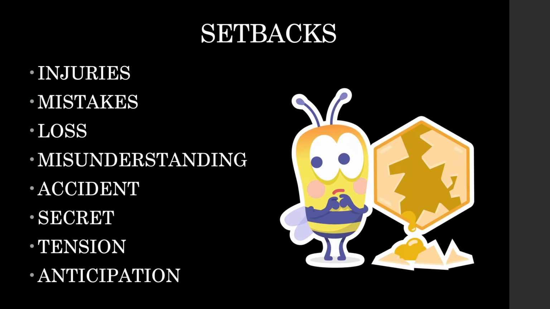Some ideas for events or setbacks that might temporarily prevent the characters from solving their problems could be injuries, a mistake, a loss, a misunderstanding, or an accident. Another setback could be where a reader knows a secret that the character doesn't know. Here, tension rises when the reader learns something that the character has no idea of. The reader will become anxious for the character.